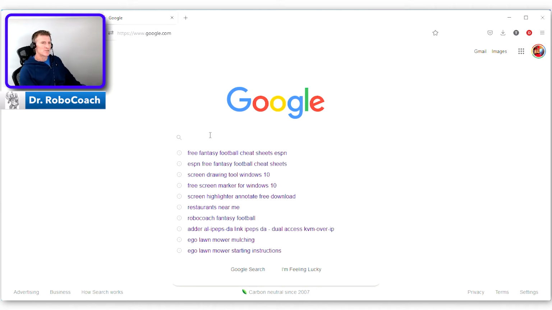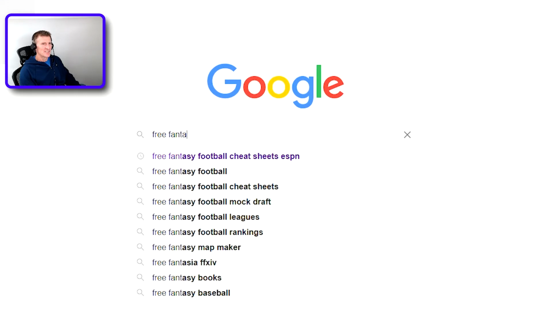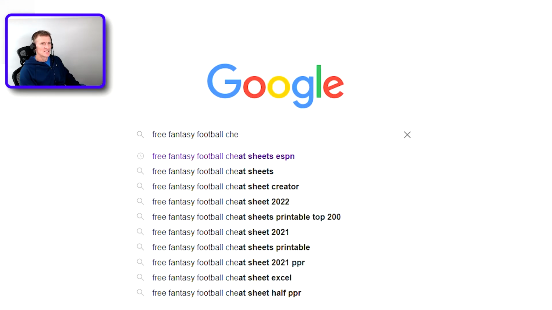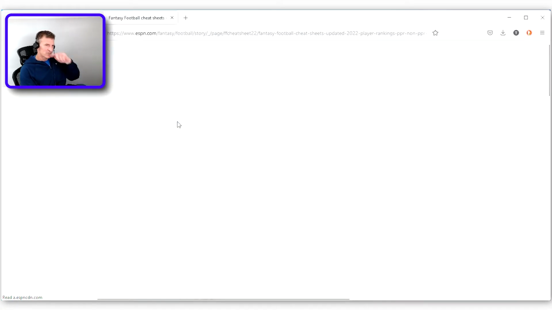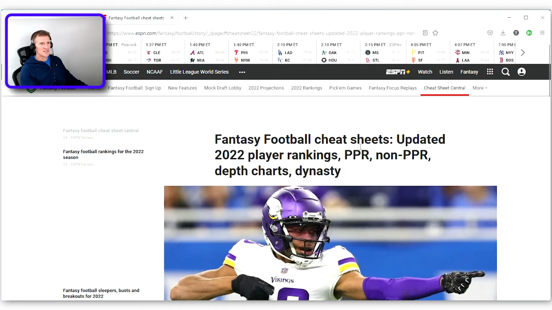Today I'm looking at ESPN. I've looked at them in the past. You can see it, but we'll do it again. Free fantasy football cheat sheet. There it is at the top. Don't have to type it out. Makes it real easy. And then right there at the top, the fantasy football cheat sheet from ESPN.